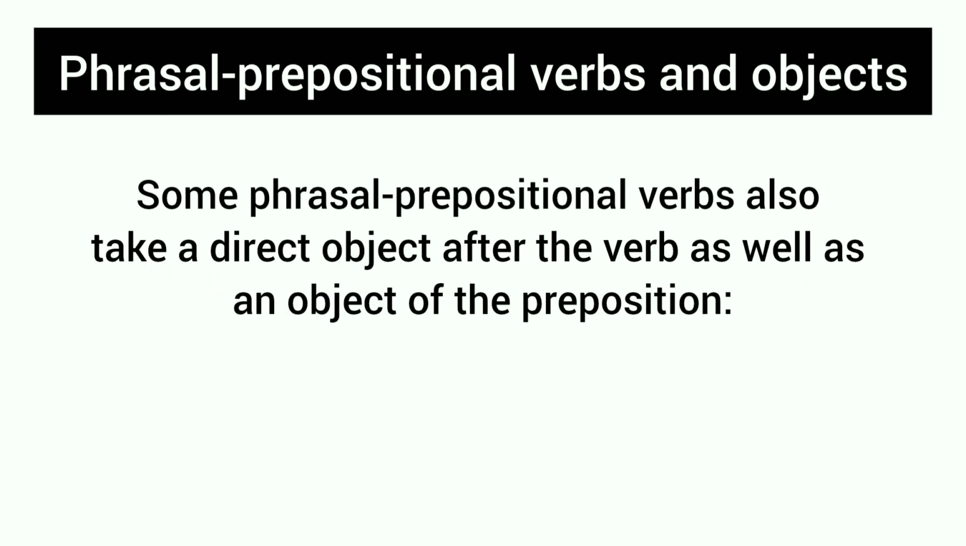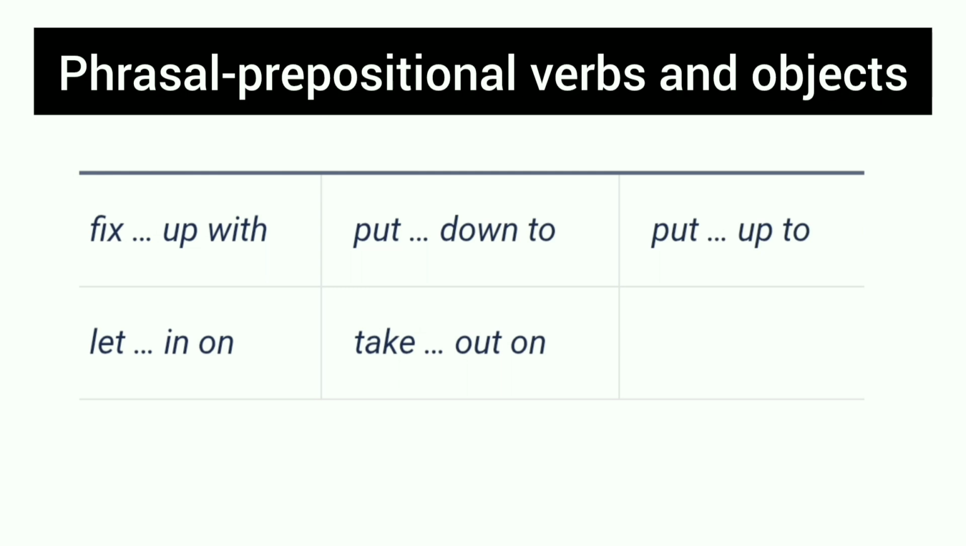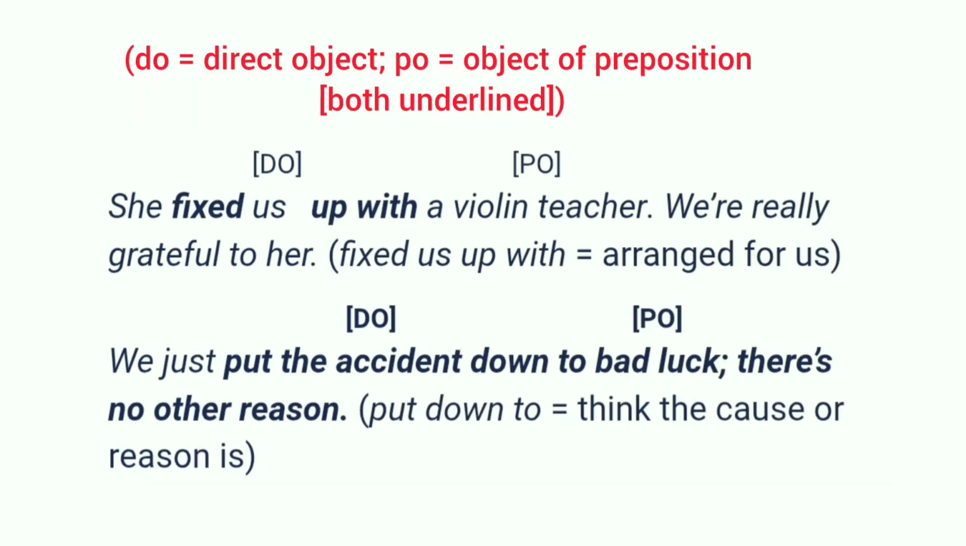Some phrasal prepositional verbs also take a direct object after the verb, as well as an object of the preposition, like fix up with, put down to, put up to, let in on, take out on. The first is a direct object while the second is the object of the preposition, both underlined.